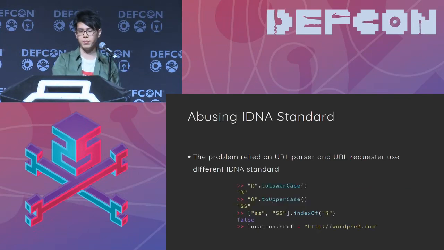A very fun example is the Latin letter small sharp s. This is a JavaScript example that you can run in your browser console. You can see the symbol in lowercase is the same as itself. But in uppercase, it becomes a double capital S, and the redirection in browsers will go to WordPress.com. This is useful when breaking some blacklists, and we will give you a real case study later.